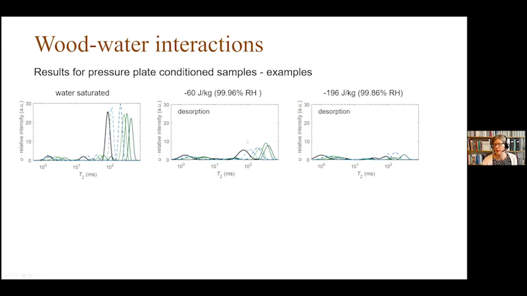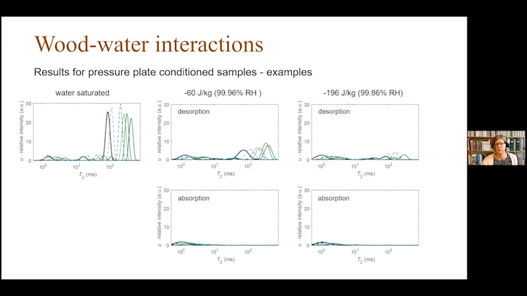And using this equipment, we can do that both in desorption and also in absorption. So we can see in absorption at the same moisture level, there is no water in cell lumina, for example, while there is still water in cell lumina in desorption.